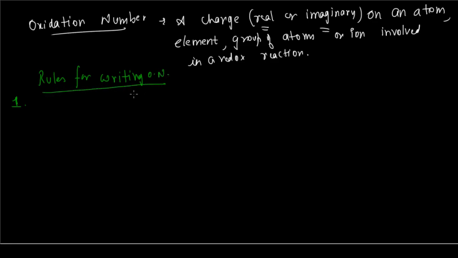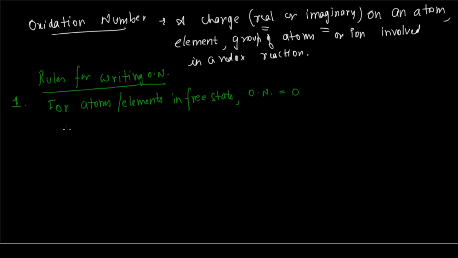Now, rules for writing oxidation number. The first and foremost rule is that for atoms or elements in free state, the oxidation number is equal to 0. Clear? So what do we mean by free state, or ground state, all these things?